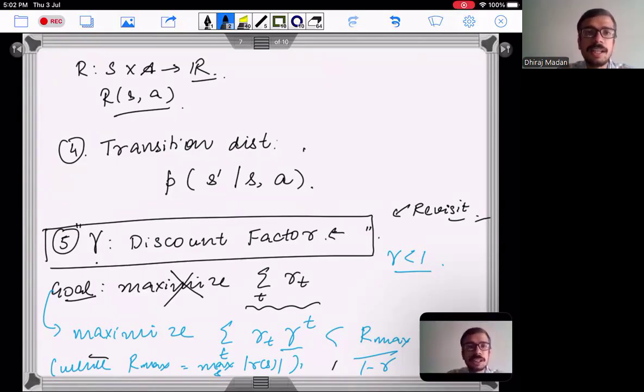This discount factor is how much the reward is decaying with respect to time, right? So there is a control parameter gamma we have kept. When we formulate our objective function, we model it as a cumulative sum over t of r_t times gamma to the power t, where r_t is the reward given at time step t. We scale it with this exponentially decaying term gamma to the power t. So gamma is the discount factor, which is less than 1.